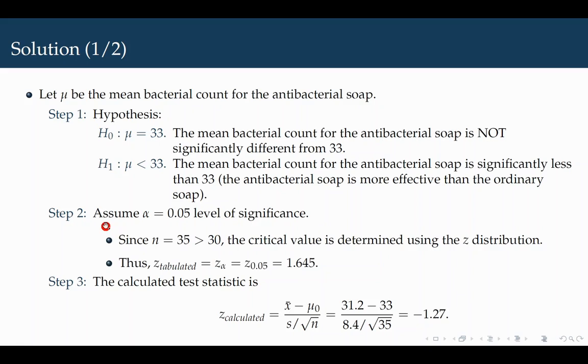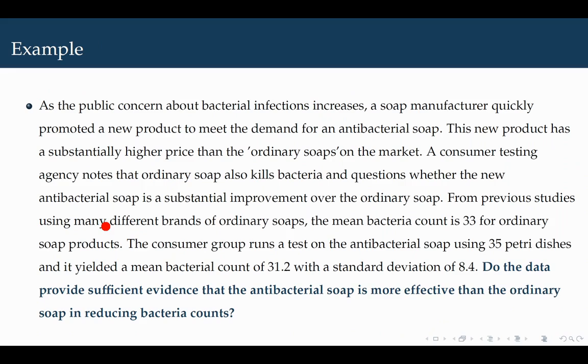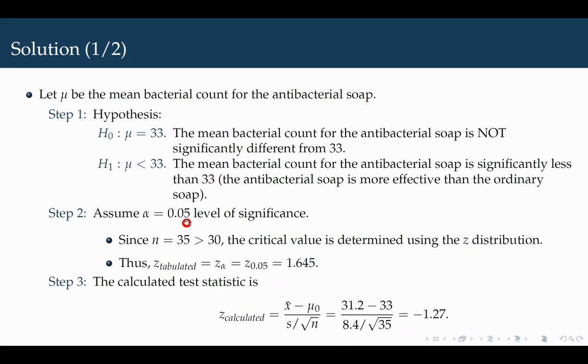So next we have to specify the significance level. Here the significance level is not specified, so we have to consider a 5% level of significance, or alpha equals 0.05. And here the sample size is 35, which is actually greater than 30. So we have to consider a standard normal distribution, or Z distribution. So based on the standard normal distribution, we have to obtain the tabulated value or critical value. And this tabulated value is nothing but Z alpha.